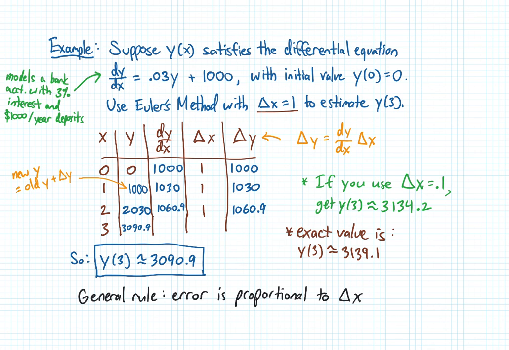So the general rule for that is that the error with Euler's method is proportional to the step size, this delta x. And so what that means is that if you cut the step size by a factor of 10, then that should also cut the error by a factor of 10, roughly. So that's something to keep in mind when you're choosing your step sizes. All right, that's everything you need to know right now.